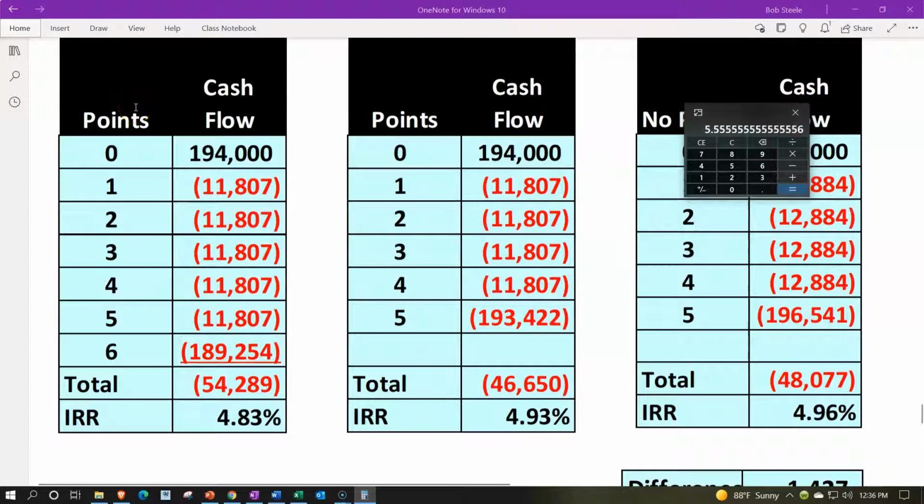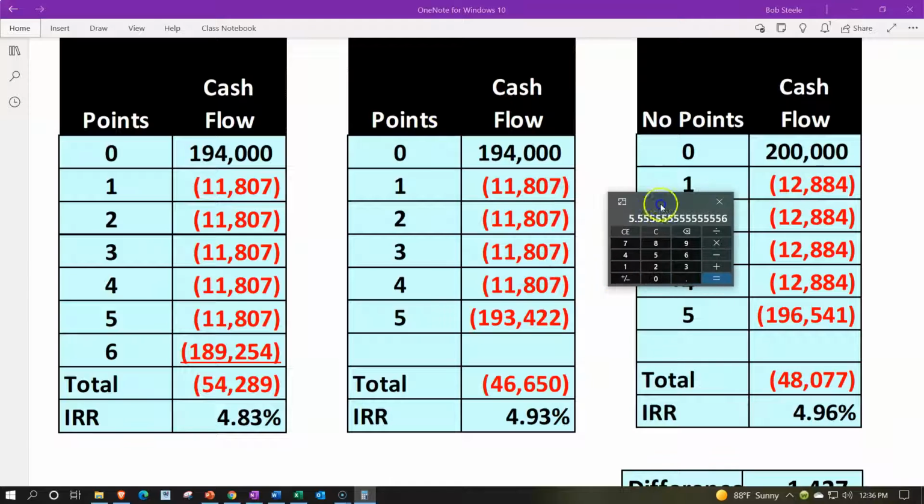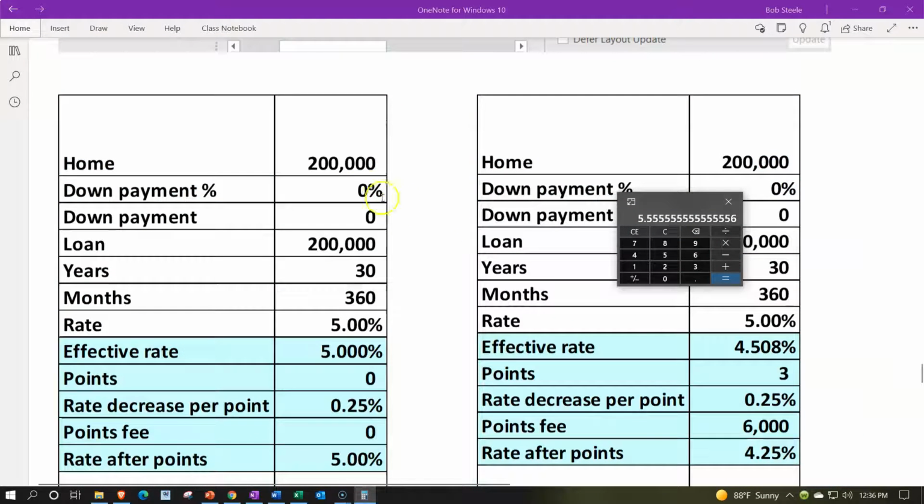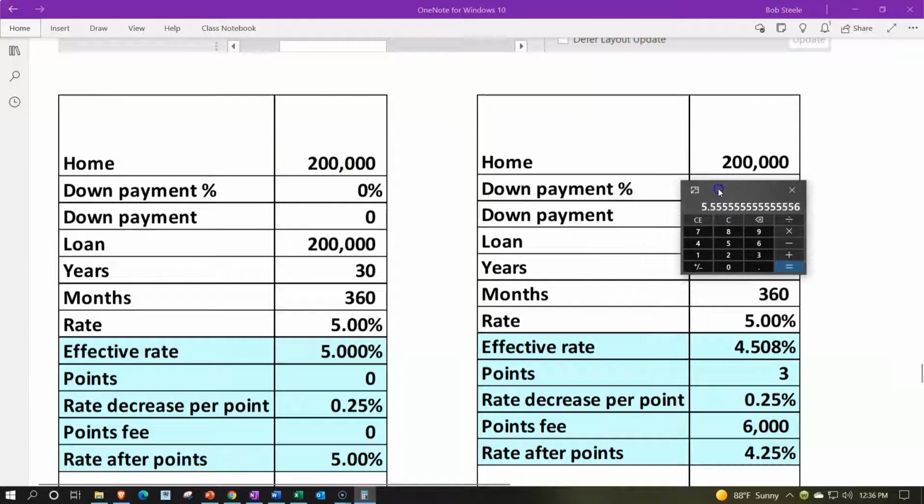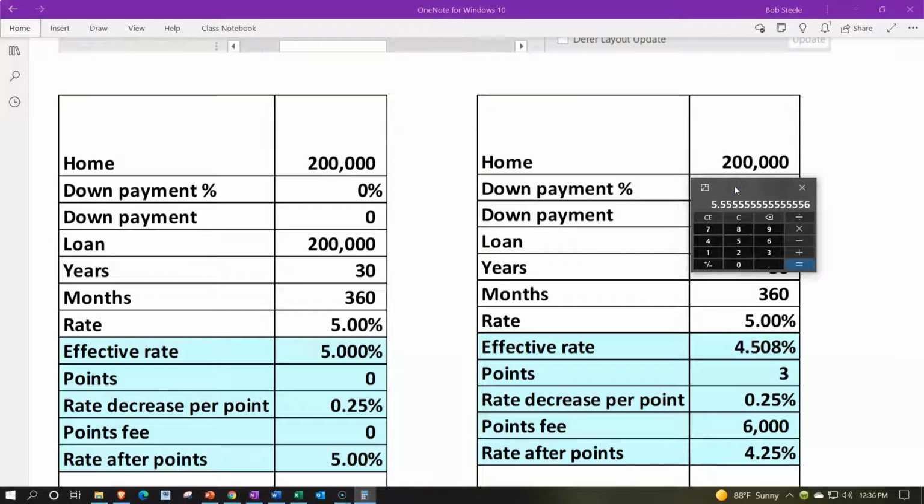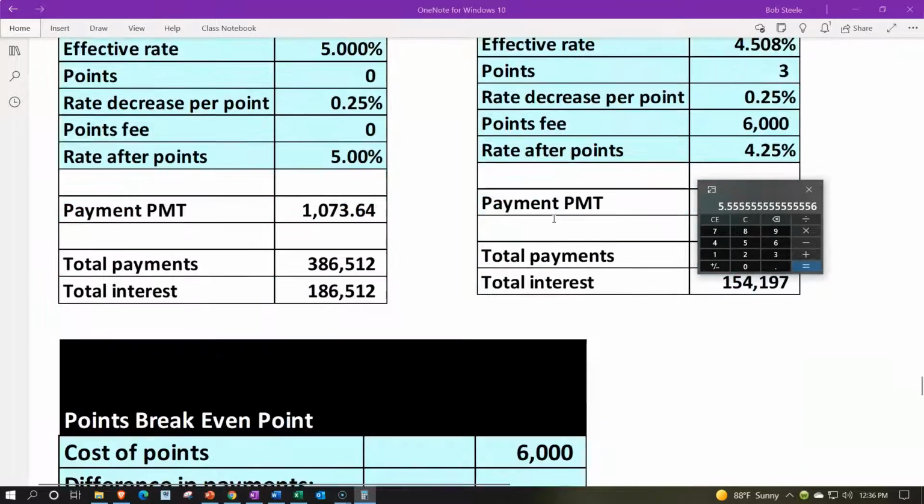Let's take the one with the points. Remember that the one that does not have points should still be around 5% for the life of the loan, due to the fact that when we look at that one, the $200,000 is the loan balance at the beginning, whereas over here we had a cash flow different than the loan balance. So that's what's going to result in this different rate over the life.